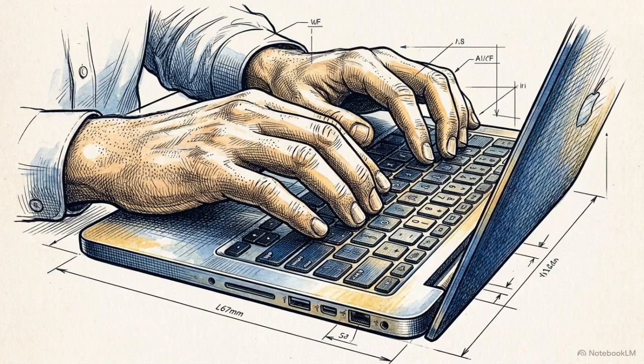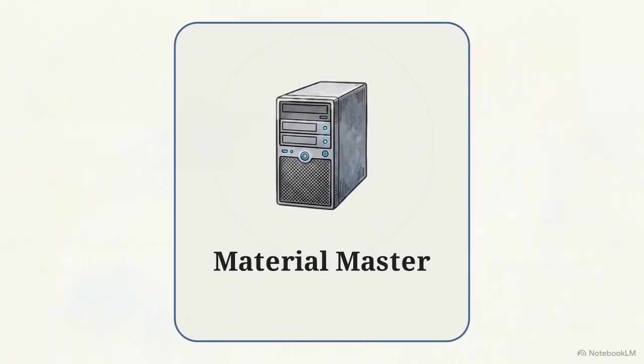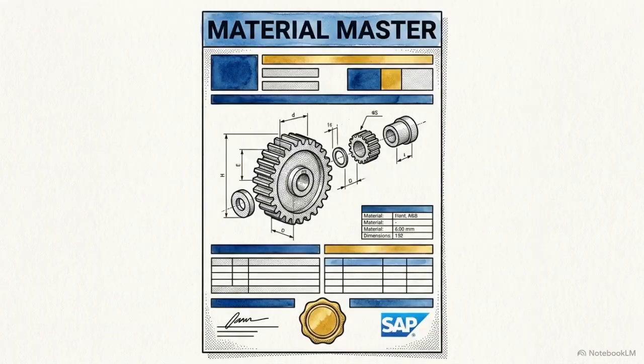Before any procurement can begin, the SAP system must be taught exactly what the item is. This information is stored in the Material Master. This is the central database holding every detail about a material, its description, its weight, and its accounting data. Users create this foundational record using the transaction code MM01.